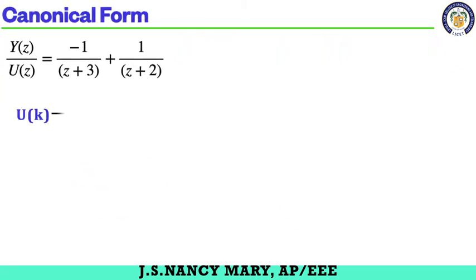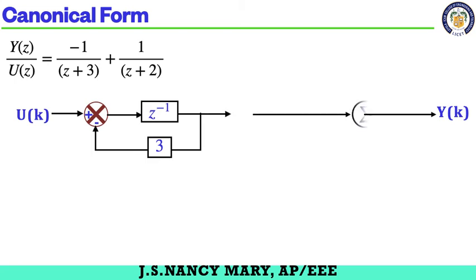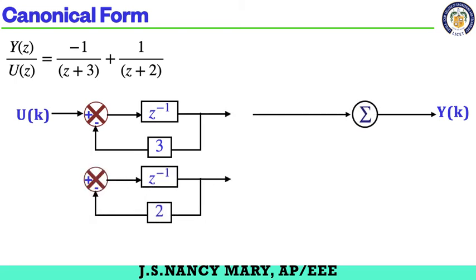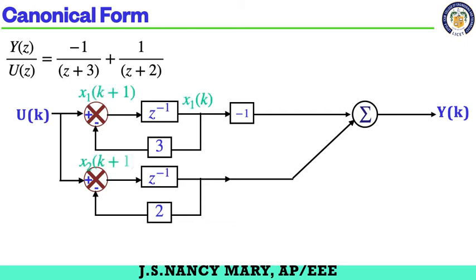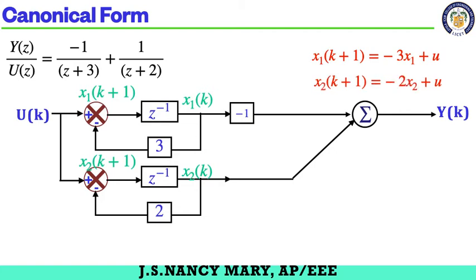Now I'll draw the block diagram. So this is my block diagram where lambda is 3 and the multiplication factor is minus 1 and 1. So I'm not going to give 1 as a block, minus 1 I'm going to give as a block, and then this is the summation. So this is the final canonical block diagram. And then you will get x1 of k plus 1, x1 of k, x2 of k plus 1, x2 of k. So x1 of k plus 1, you can write it as minus 3x1 plus u, and x2 of k plus 1 is minus 2x2 plus u, and y is equal to minus x1 plus x2. So this is the formula.